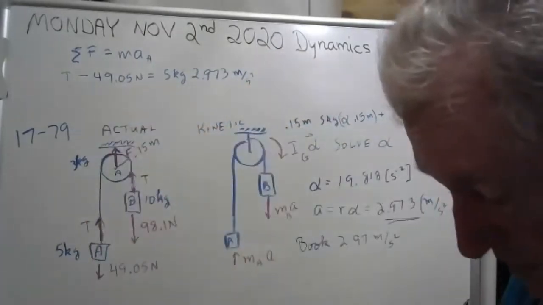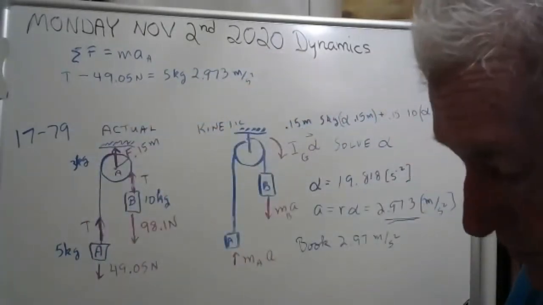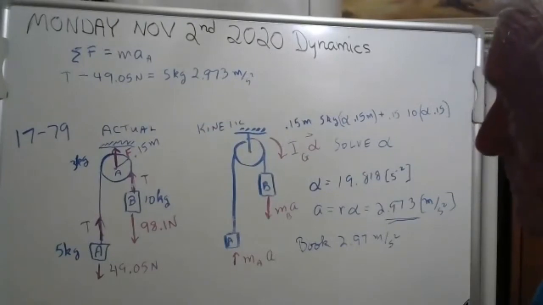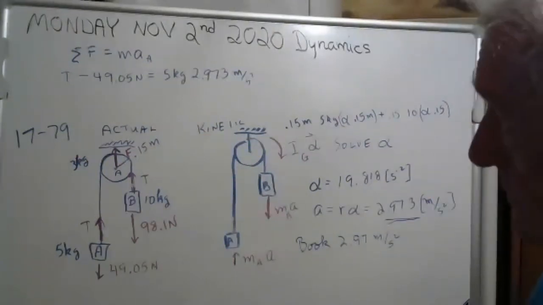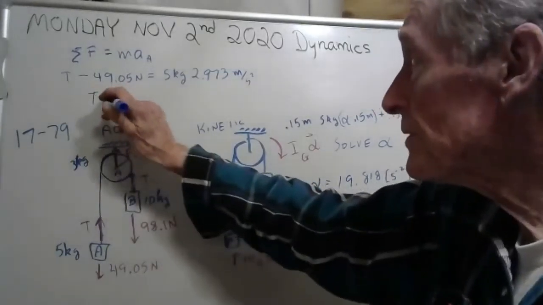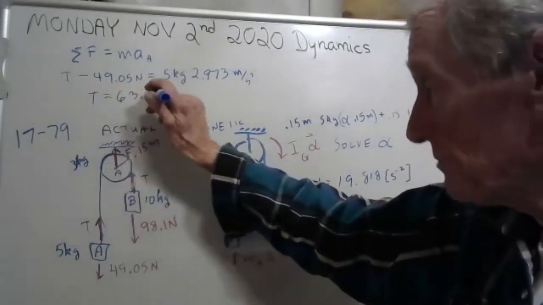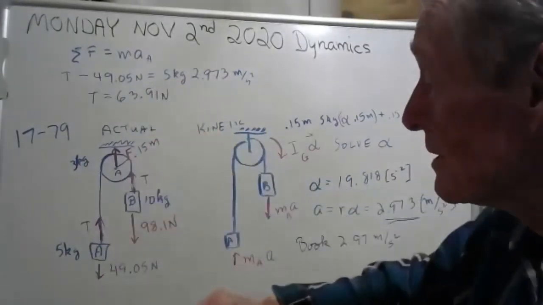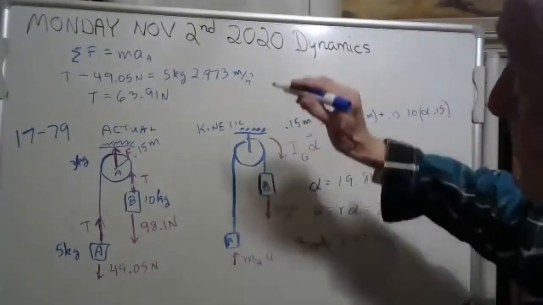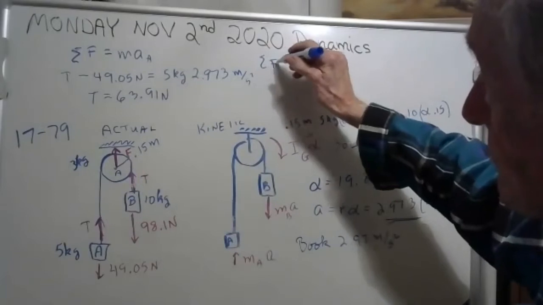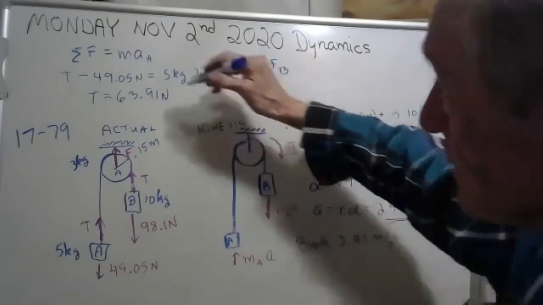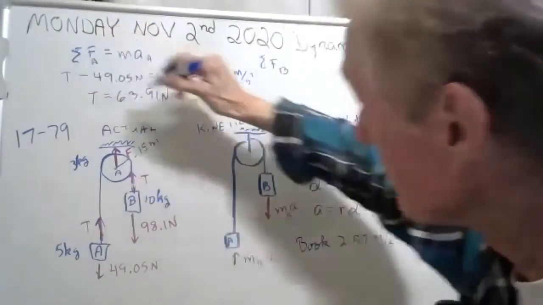So we can solve for the tension. Go ahead and solve that for the tension with me. And I'm going to do it. I got a tension of 63.91 newtons. Well, that has to be the same tension on that body there. Let's write the sum of forces on body B. Here we go. That was the sum of forces on body A.